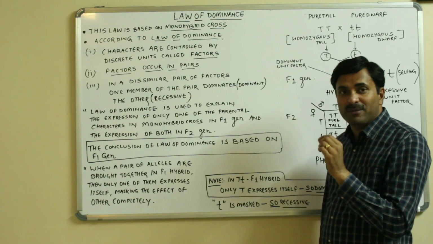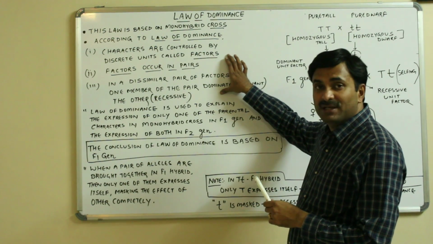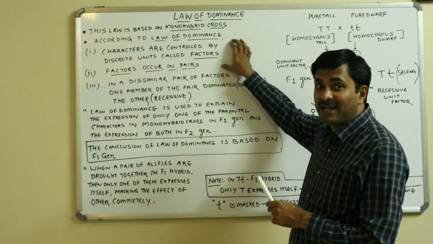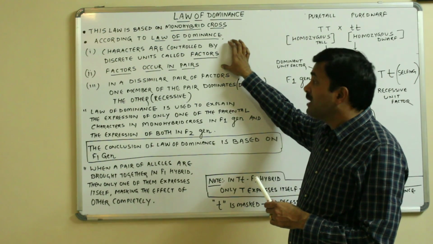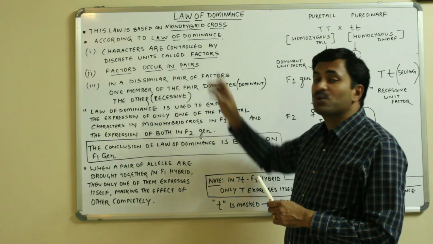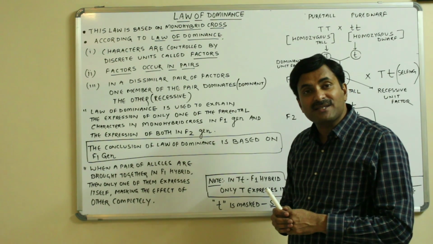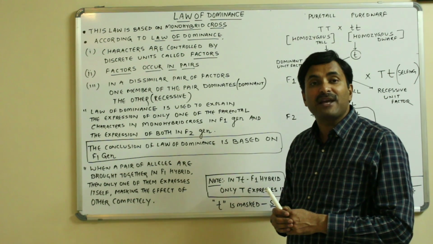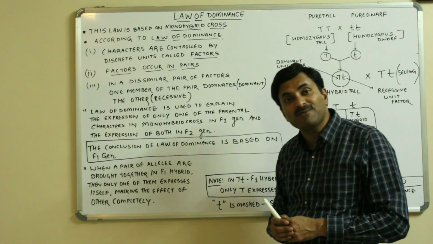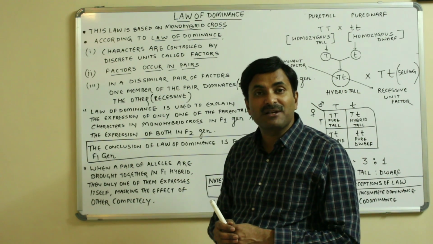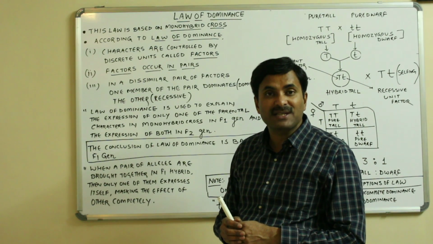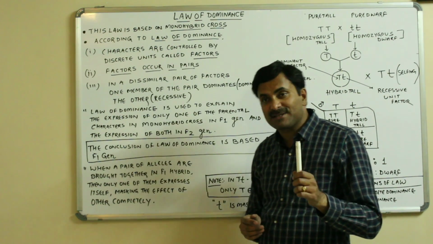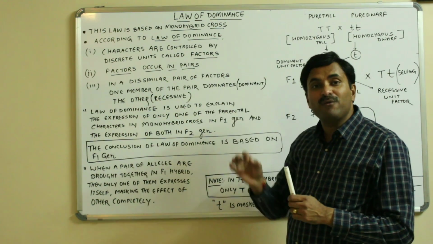Now, according to the law of dominance, these 3 points are very important. These 3 points are strictly based on the NCERT, and they are also given in the NCERT, so questions can be asked from here. The very first point is that characters are controlled by certain discrete units, and these discrete units which are controlling the characters are called factors. Mendel never used the term genes. He used the term factors. But in the year 1909, a scientist named Johansen used the term genes instead of factors. The second point is that factors always occur in pairs.